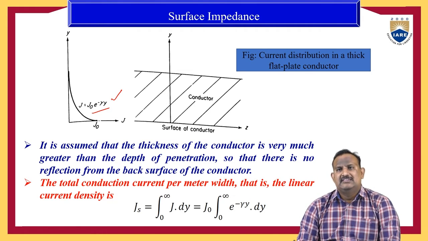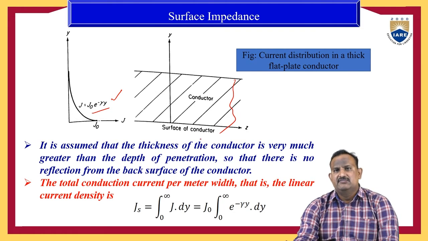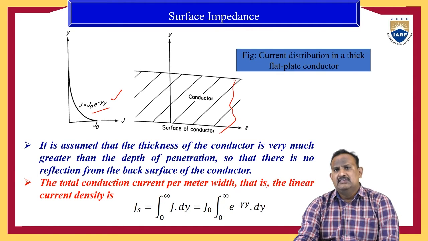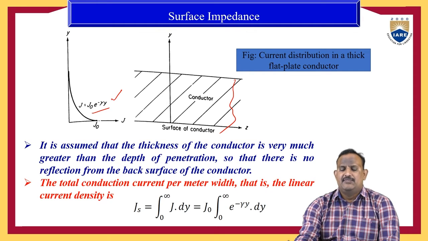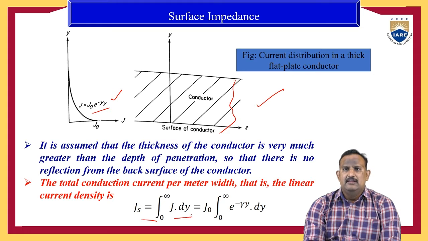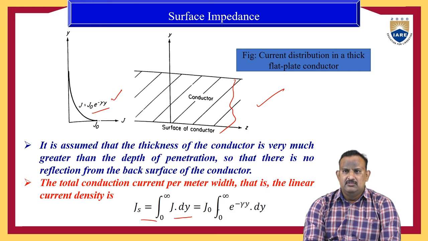It is assumed that the thickness of the conductor is very much greater than the depth of penetration, so that there is no reflection from the back surface of the conductor. Like that, we need to choose the conductor. So the total conduction current per meter width, that is the linear current density, can be defined as Js equal to integral 0 to infinity J dy, where J is J naught e power minus gamma y. Therefore, J naught times the integral 0 to infinity of e power minus gamma y dy.